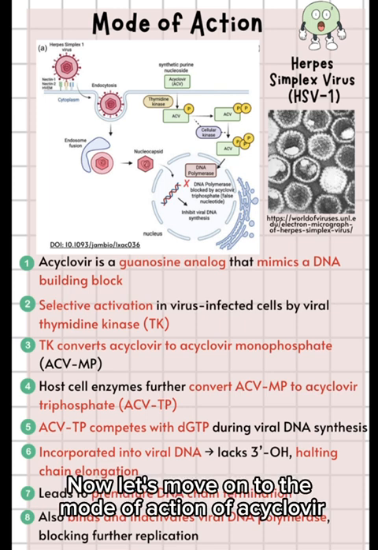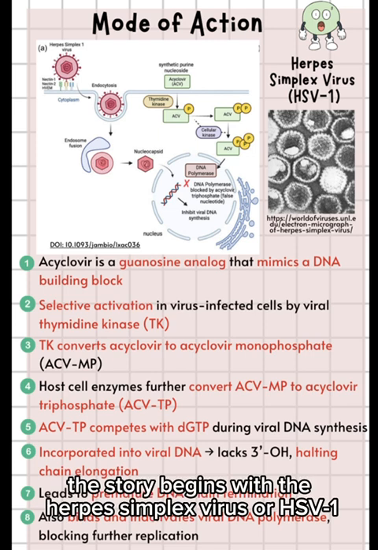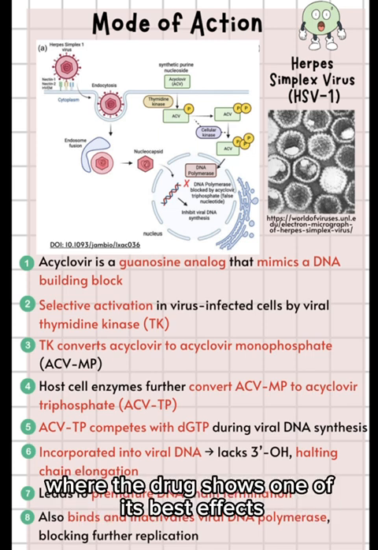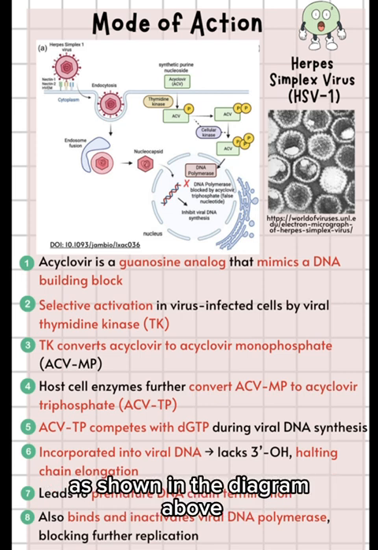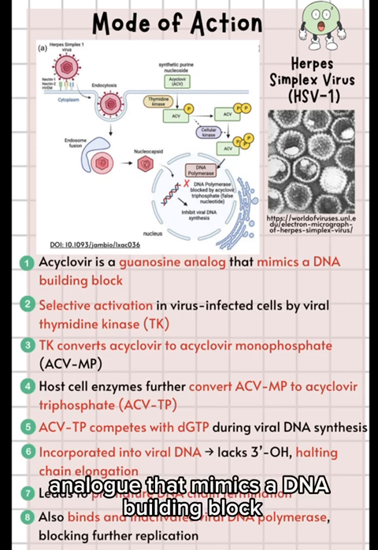Now let's move on to the mode of action of Acyclovir. So how does Acyclovir work? The story begins with the herpes simplex virus, or HSV-1, where the drug shows one of its best effects, as shown in the diagram above. Acyclovir is a guanosine analog that mimics a DNA building block.